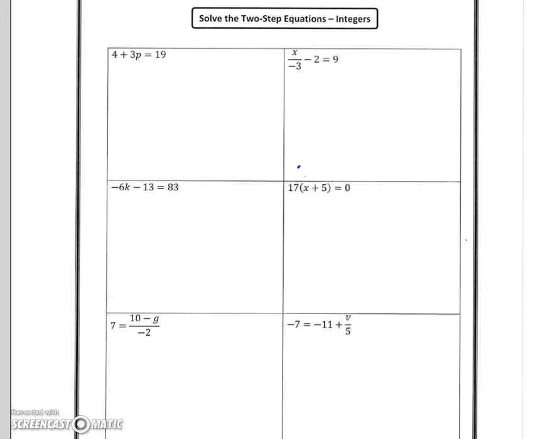We want to undo the operations that we see happening. And the first thing we're going to do in this one on the top left, it's 4 plus 3p. We're going to subtract 4 from both sides. That leaves us with 3p equals 15. Now we're going to divide by 3. We're trying to get p by itself. Those 3's will cancel out. P equals 15 divided by 3 is 5.